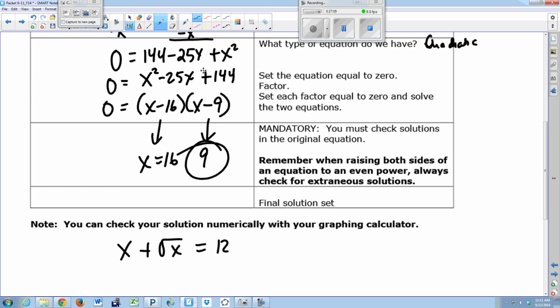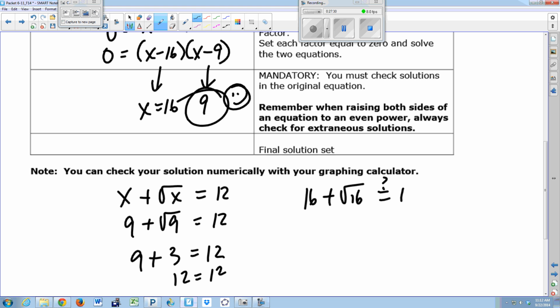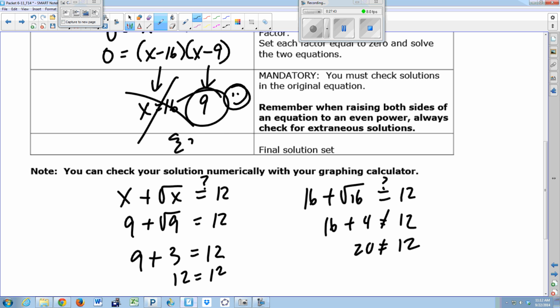Well, let me check out my 9 and see if it works. 9 plus the square root of 9 equals 12. Remember, this is asking for the positive square root of 9 only. So this is 9 plus 3 is 12. 12 equals 12. You're happy. That one works. Okay. 16 plus the square root of 16, does that equal 12? No way. 16 plus the positive square root of 16, which is 4, is 20, which does not equal 12. So this equation has one and only one solution, and that's 9. That's the only answer it has.